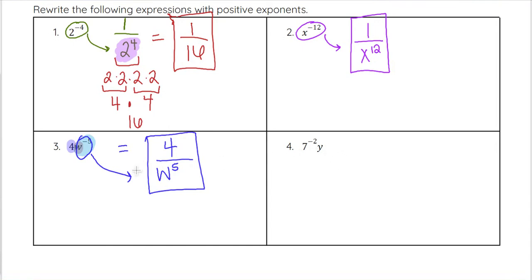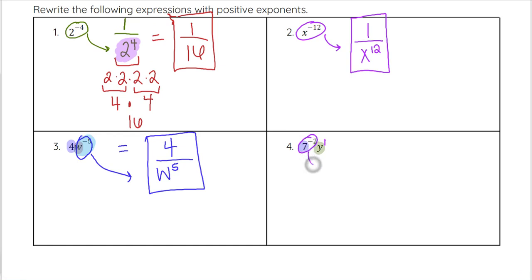Now on number 4, again, similar to number 3, we have two bases. We have a 7 and we have a y. I'm sorry, we have a y and a 7. And so with that, we have 7 to the negative second power. And then we have y, again, basically to the first power, just like the 4 was over here with 4w to the negative fifth. It's really like a first power. So the only base that has a negative exponent is the 7.